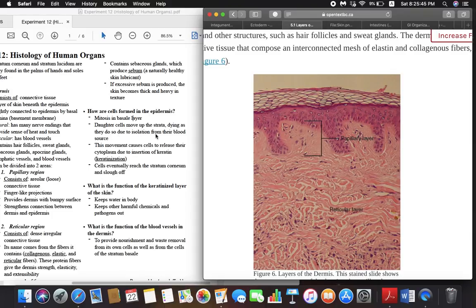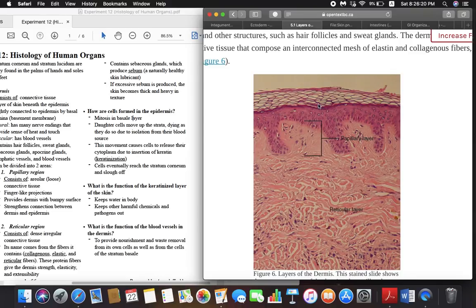Why? Because they become isolated from their blood source. The blood reaches the cells through the basement membrane, through this lining here that separates the epidermis from the dermis. So as the cells move away from this basement membrane, they become cut off from their blood source and they therefore die. This movement up the various strata causes cells to release their cytoplasm and their nucleus due to insertion of keratin. So here we also have to know that the cells lose their nucleus as well.